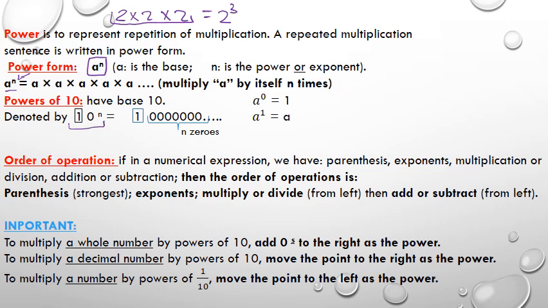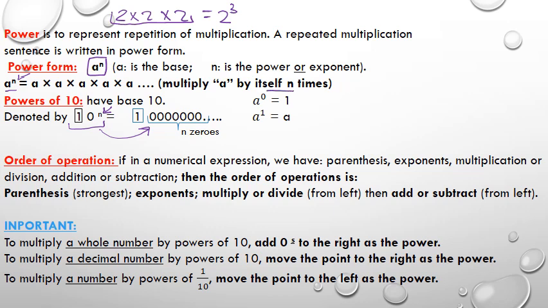There's no need here to write 10 to the power n as a multiplication sentence. We directly write the answer. From the base 10, we take the 1, and we add zeros as the exponent, which is n, so we add n zeros.